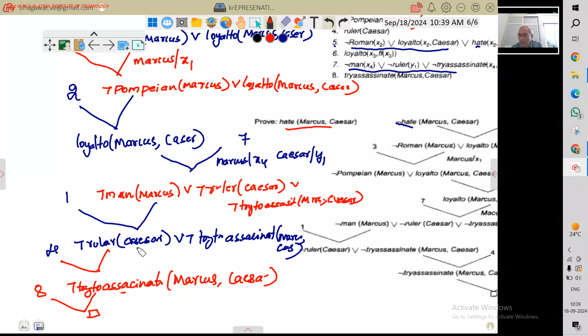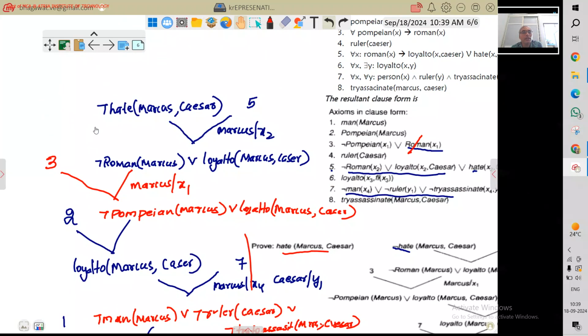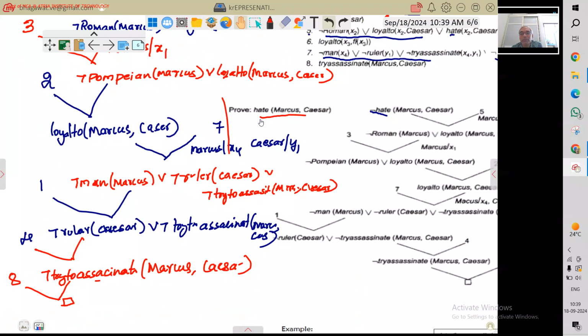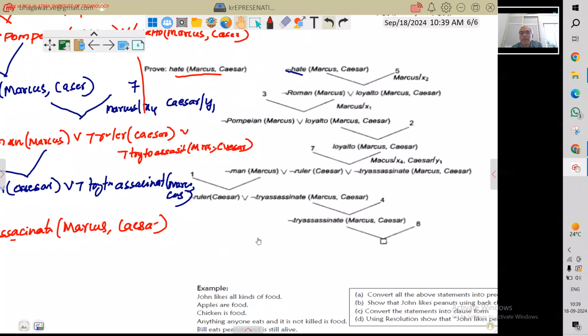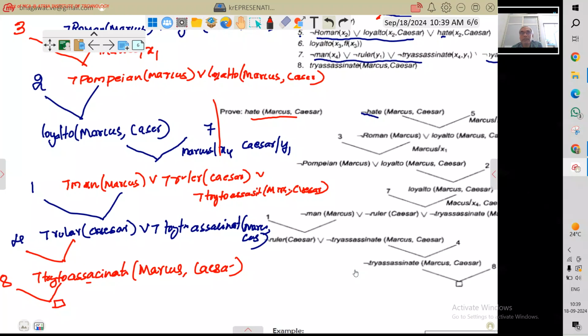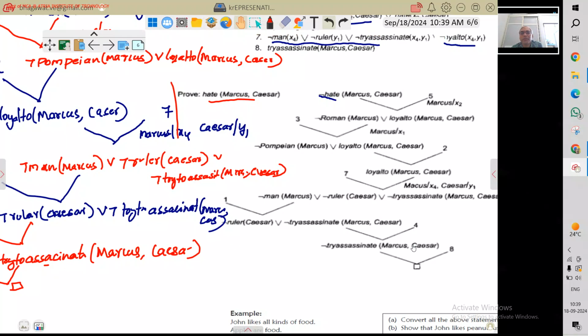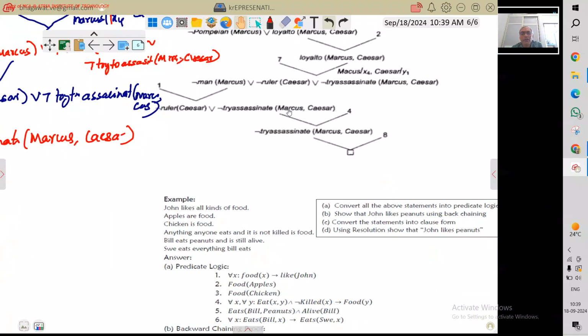When you look into our resolution, we started with negating what we want to prove. We wanted to prove that Marcus hates Caesar, so we took the negation and we came to the contradiction. Hence we can say that Marcus hates Caesar is true. Clear? The same thing is given in this particular diagram, what we have done.